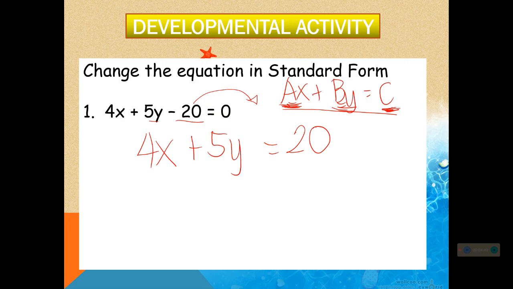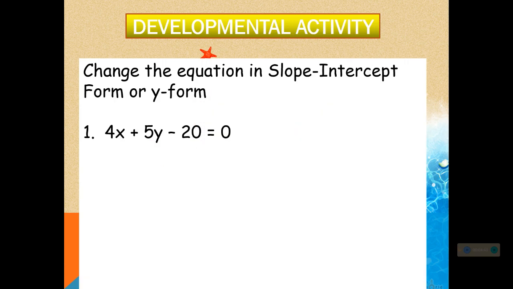Next. So, using again that equation, let us have that in the slope-intercept form or the y form. Can you give again the slope-intercept form? Yes, that is y equals mx plus b. Okay? So you are going to follow also this pattern. So we have here y, the term with the variable y. So we have here 5y equals, so we have here equals mx, the term with the variable x. So you will have here, yes, negative 4x.